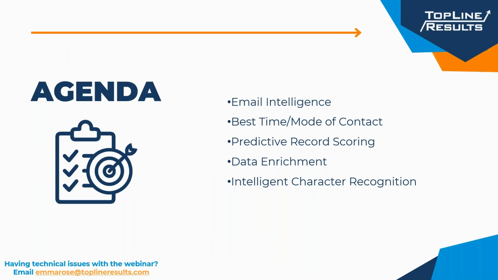And then finally, we'll take a look at intelligent character recognition, which is some new functionality in Zoho that allows us to basically build a template out using some training images and create Zoho records using data from images we then upload into Zoho. So some pretty cool functionality there. Now, with all that said, let's go ahead and get into our demonstration today.